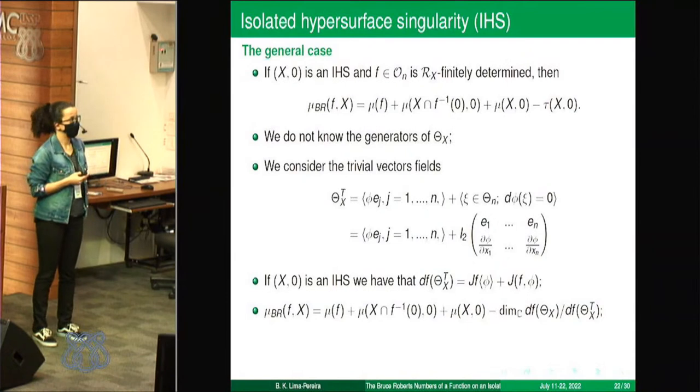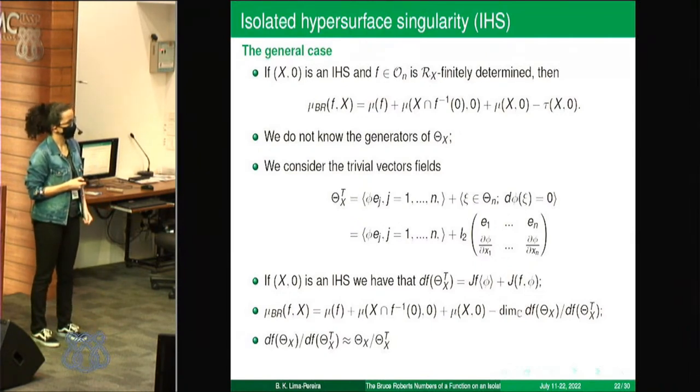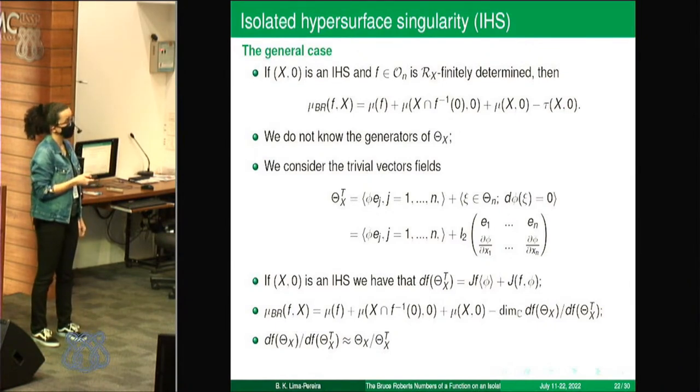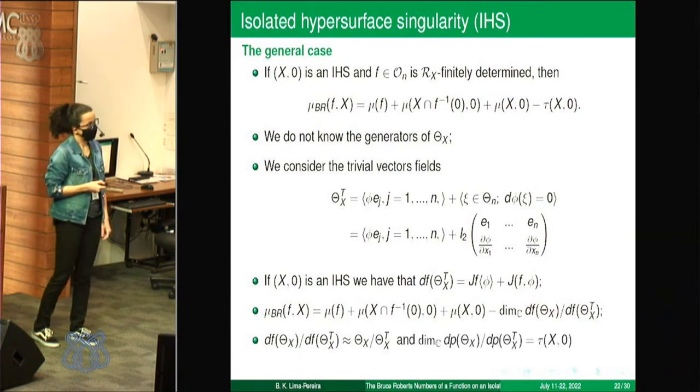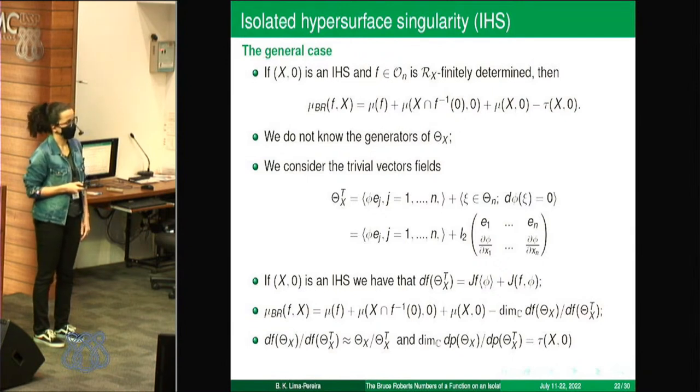And we prove this equality in two steps. First, we prove this isomorphism. So we prove that this quotient is isomorphic to theta x over theta xt. And this isomorphism says to us that this quotient does not depend on the function germ f or X finitely determined that we are considering. And after, we consider a generic linear projection p, and we prove that this dimension as a C-vector space is equal to the Tjurina number. So this way we conclude this relation for the Bruce-Roberts number.